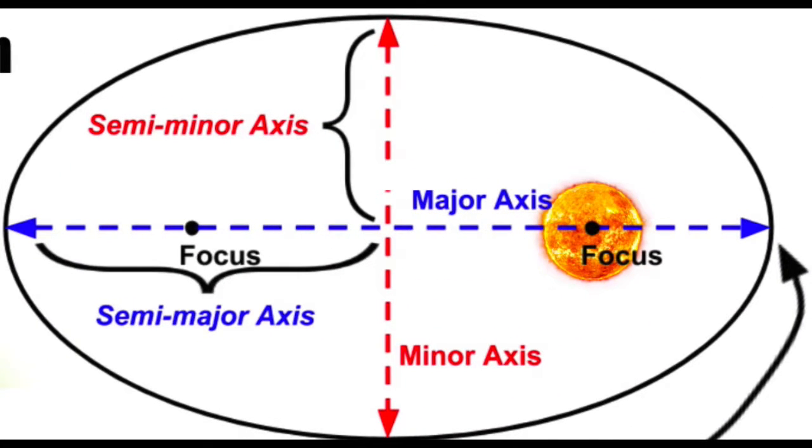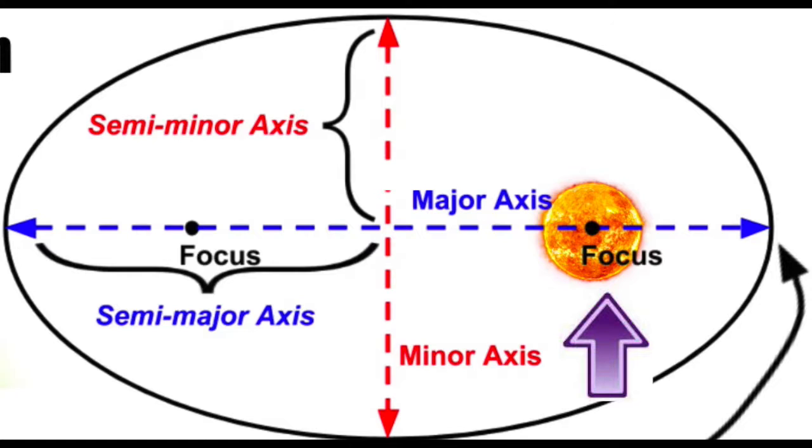We're going to take a look at Kepler's first law, the law of orbits. It states that planets orbit in the shape of an ellipse with the sun at one focus. We're going to take a look at an ellipse. If you notice, you have two foci, with the sun being one of the foci.